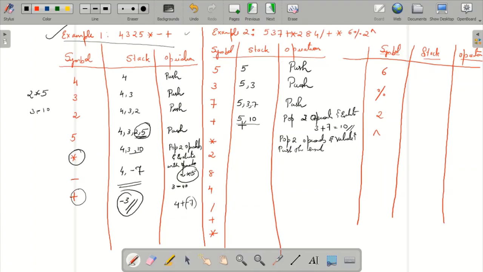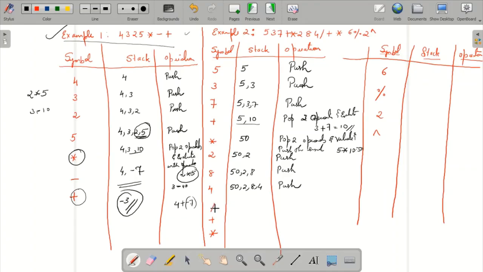Okay, now what is this? 10 as it is, 5 as it is, star in between, the answer is 50. So that 50 should be pushed over here. So this is regarding till here. After that you have 2. So 50 2, that is push. And then you have 50 2 8, again push. Then you have 50 2 8 4, again push.